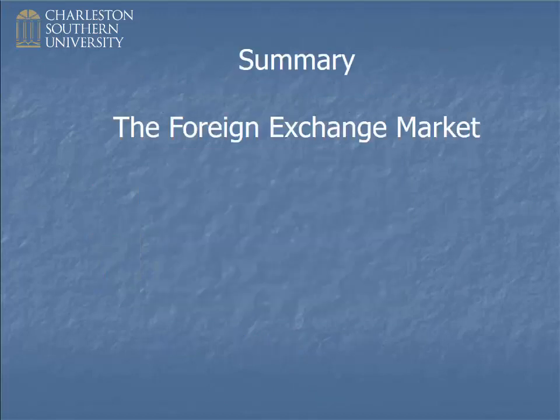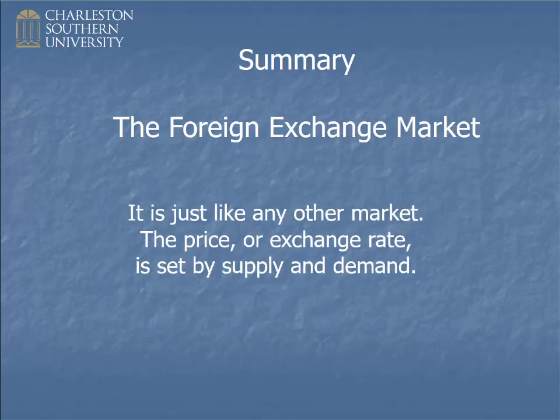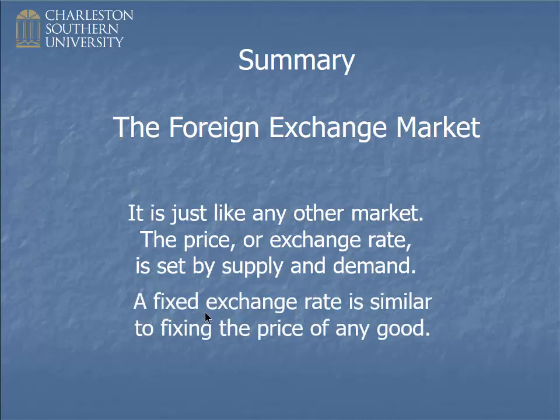So in summary, the foreign exchange market is just like any other market. It looks maybe more complicated, but it's not. The price or exchange rate is set by supply and demand under flexible exchange rates, and is set by government promises under fixed exchange rates. A fixed exchange rate is similar to fixing the price of any good. So if the government fixed the price of, say, oil, then when the market goes out of equilibrium, there would be shortages or surpluses of it, and that's exactly what happens when the government tries to fix the price of its currency relative to another.